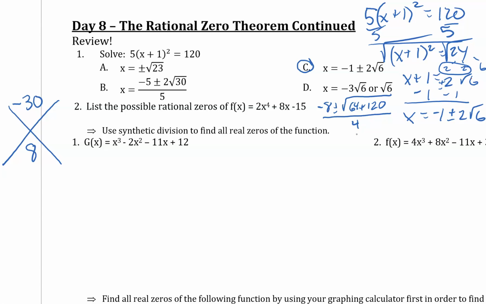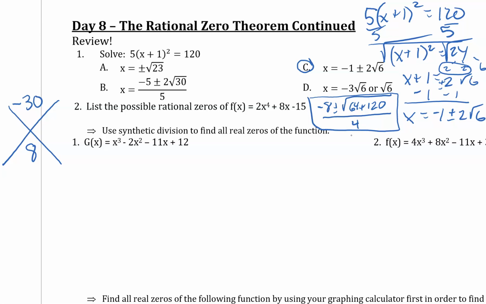64 plus 120 is 184. There is no perfect square root of 184, so again, you would find those factors you can take out: 2 times 92, and then 92 is 2 times 46, etc. You'd work your way down through and simplify.